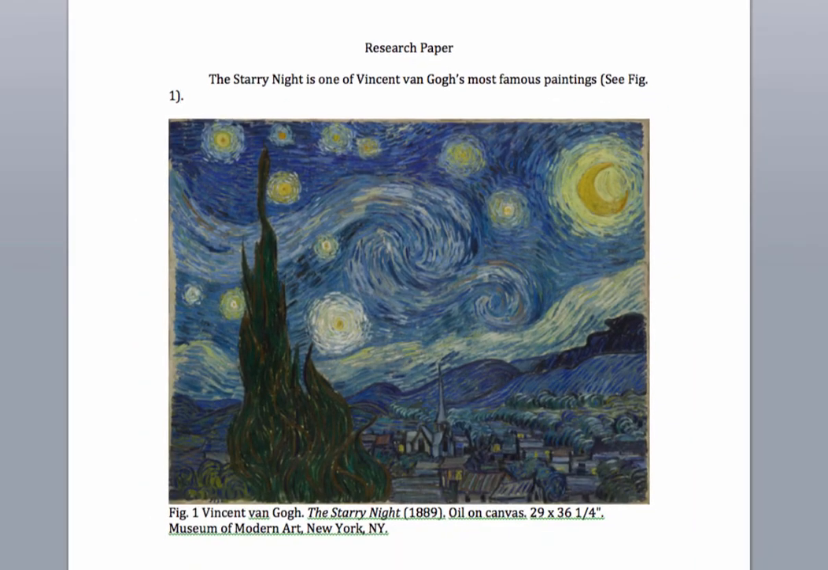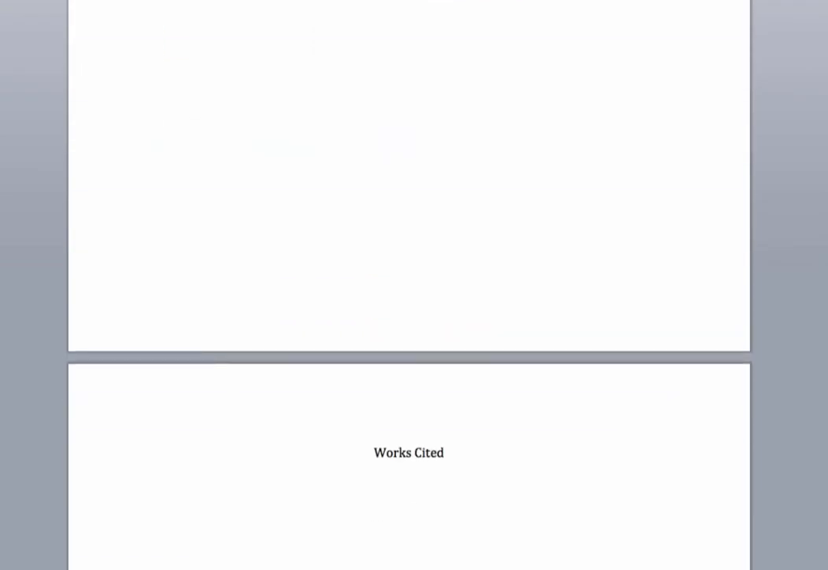Now I'm going to show you how to cite the image on your Works Cited page. So we're going to go down to our Works Cited page, which is always the last page of our research paper. So our citation is going to start with the author's last name, which is Van Gogh, comma, first name, Vincent, followed by a period, and then the title of the piece, which again is Starry Night. And remember to always italicize the title of the piece.